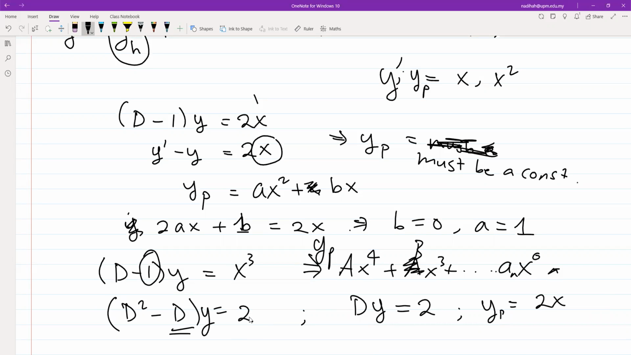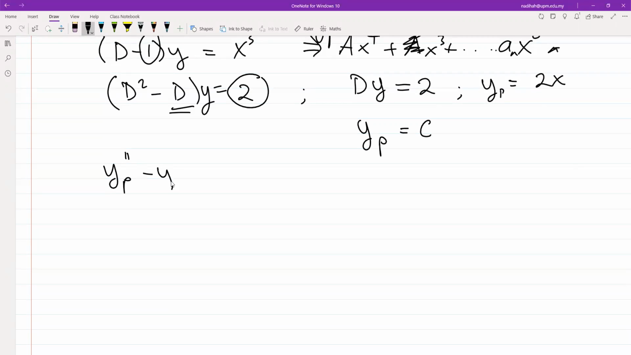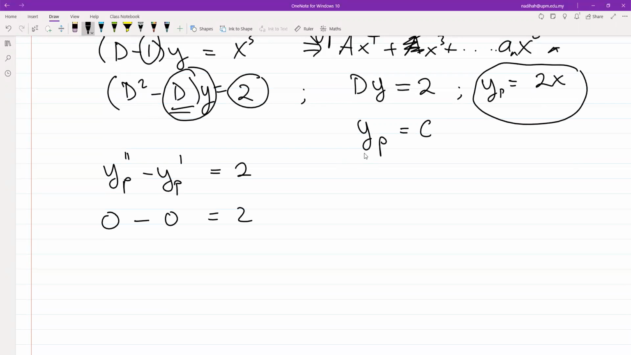Kalau walaupun saya buat 2, contohnya kalau saya tersilap tulis, saya kata saya guna prinsip yang sama, yang ni constant, so saya kata yp sama dengan let's say constant c. So, kalau saya masukkan balik yp double prime minus yp prime equals to 2. So yp double prime kosong minus kosong sama dengan 2. Tak boleh. So this is no longer valid. Sebab apa? Sebab awak tengok yang last kat sini. Sebab tu saya kata yp must be 2x. Bukan 2x, any function of x. This is any constant.